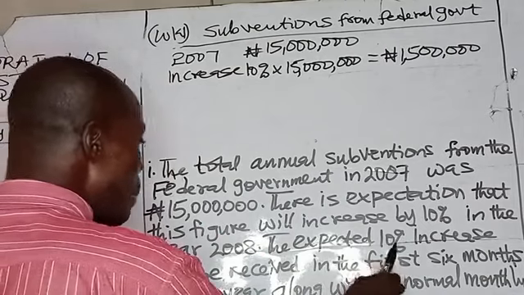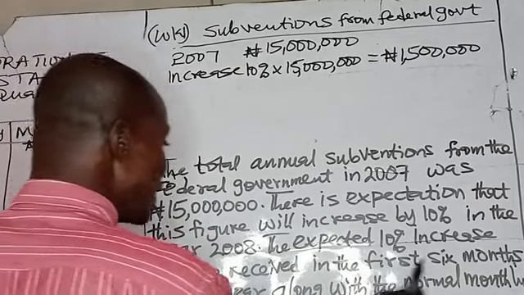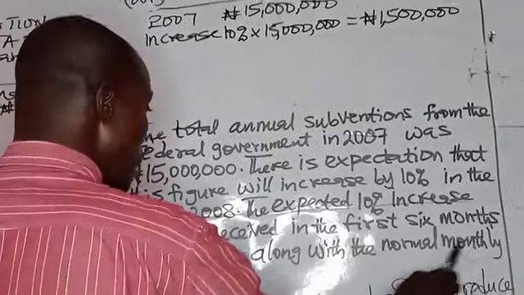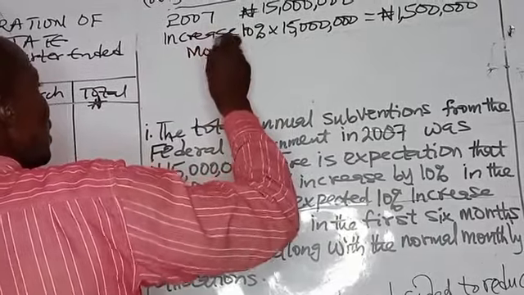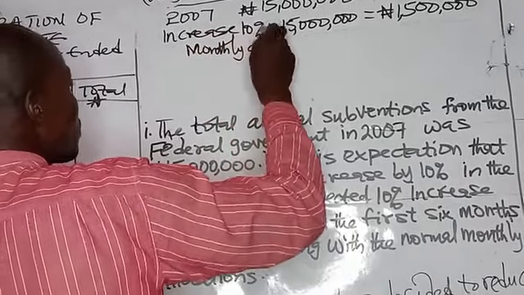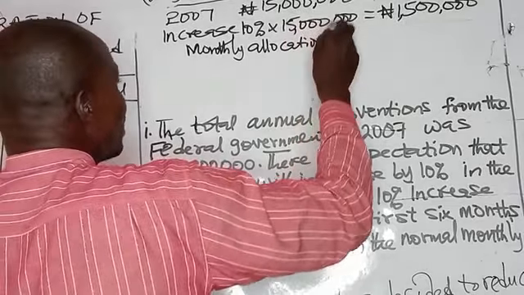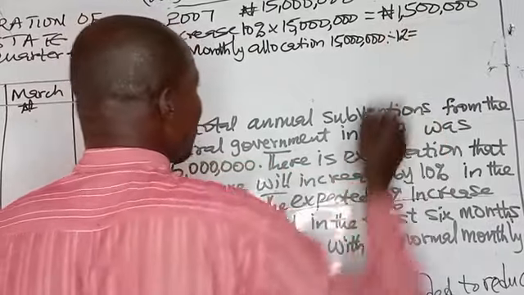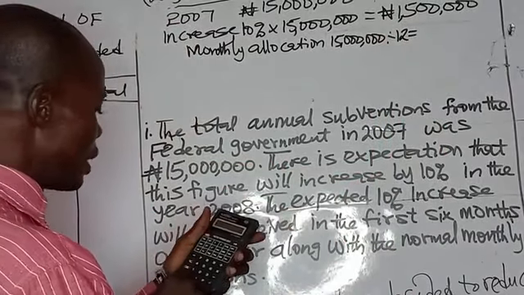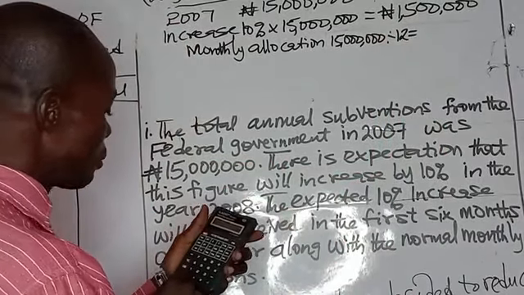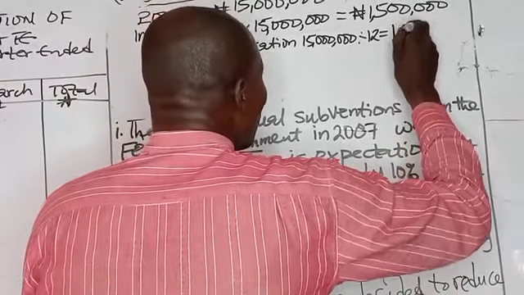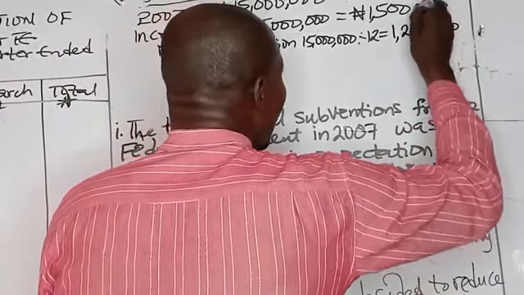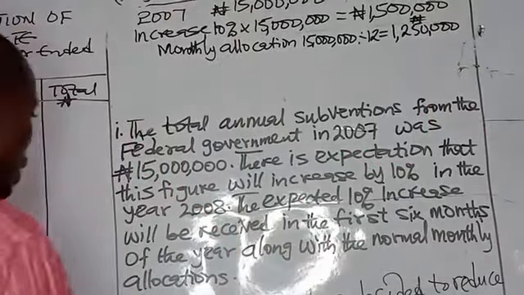The expected 10% increase will be received in the first 6 months of the year, along with the normal monthly allocation. So, monthly allocation now. Monthly allocation is 15 million divided by, we have 12 months in a year. Monthly allocation, 15 million divided by 12. So monthly allocation will be 1,250,000 naira. That is monthly allocation.